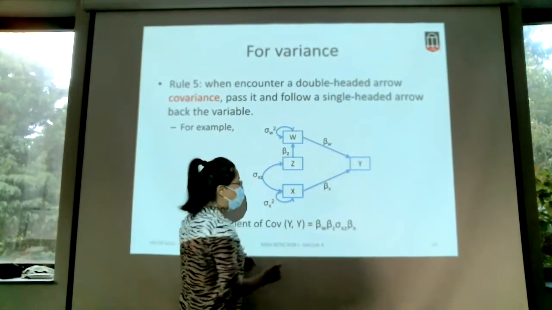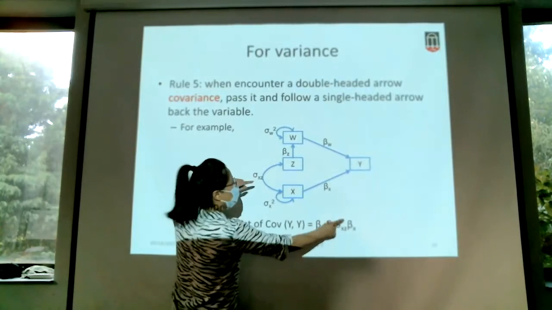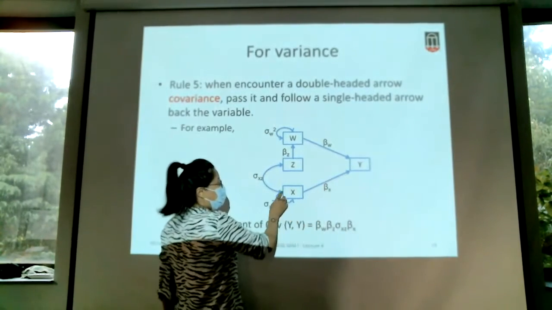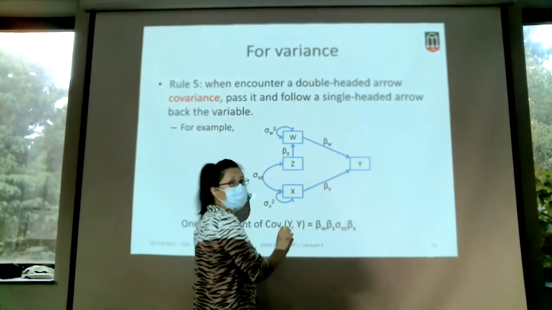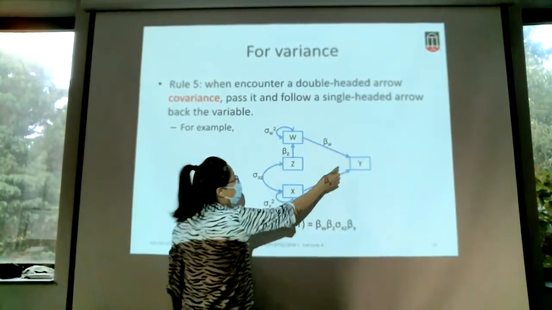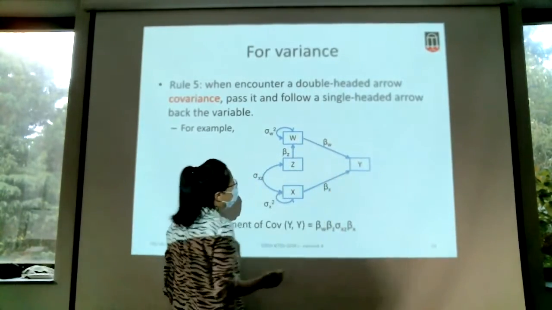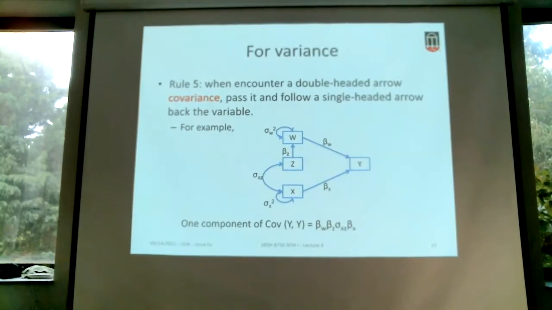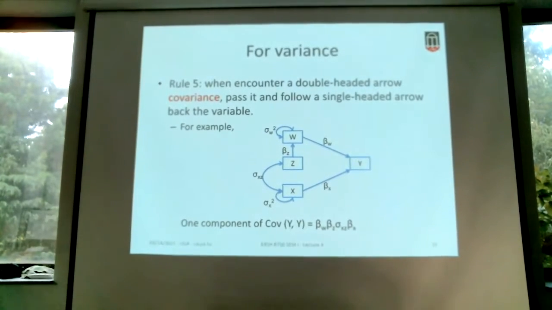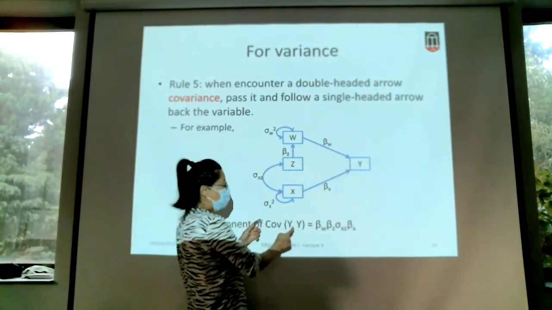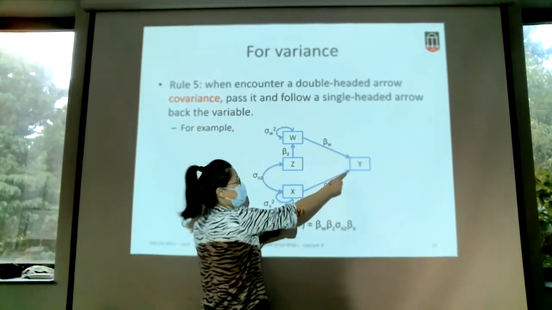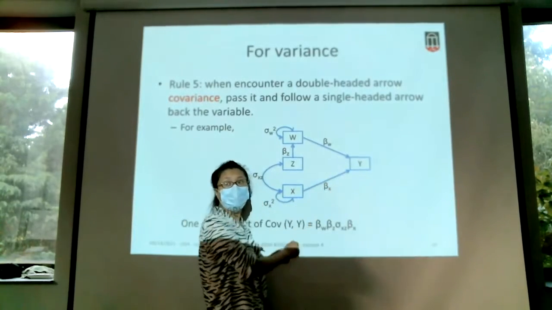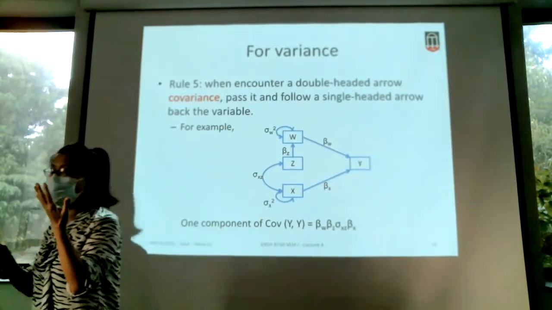Of course, this is just one component of the variance of y. Actually, there's another component: starting from y, go to x, the variance of x, and go back to y. This is just one component by using this path. So that's an incomplete component. If you really want to calculate the variance of y, there's another component: beta x times the variance of x times beta x. Two components, add them together, and we have the variance of y.